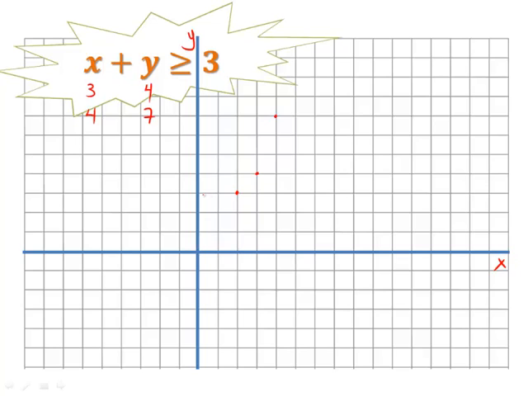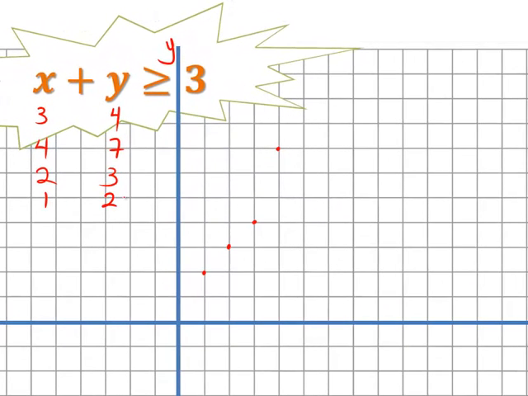Does 2, 3 work? 2 plus 3? Sure. 2 plus 3 is 5. That's greater than 3. Let's keep going in. What about 1, 2? 1 plus 2? Hey, well that one is equal to 3. Does that still satisfy greater than or equal to? Yes, that does, but I don't think I can go any further.